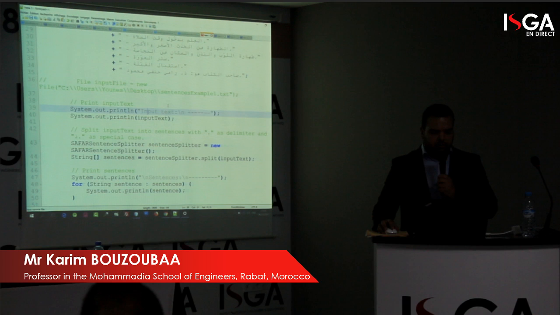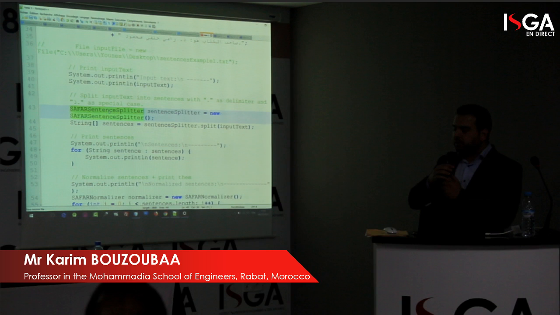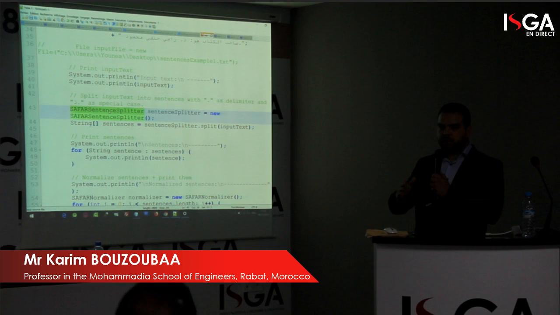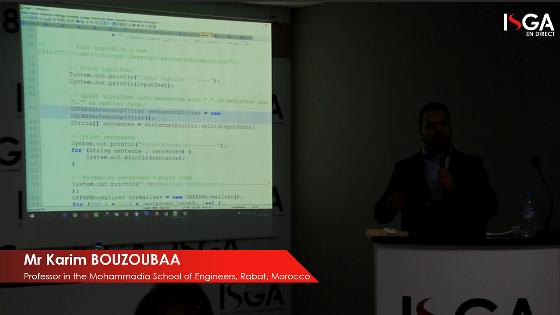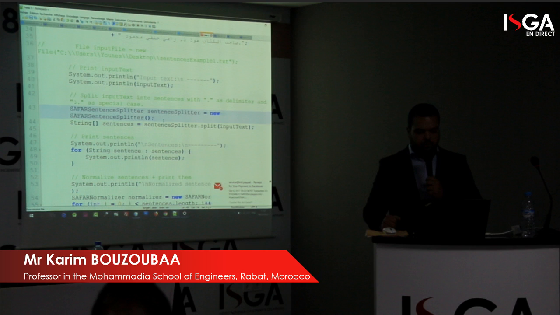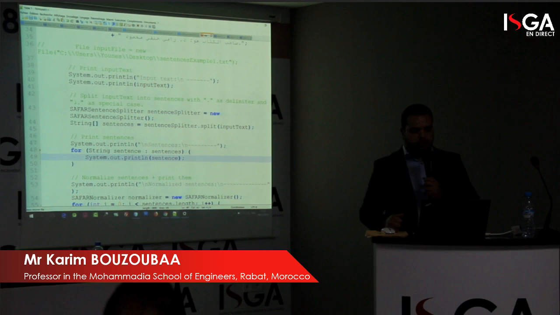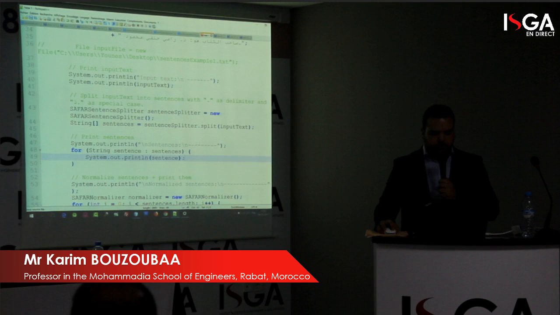So in this line, I will call the Safar sentence splitter. It is a tool that takes an input text and provides several sentences according to what you have specified as a splitter. As you know, an input text can have several punctuations, such as the dot, the comma, etc., the space, and researchers often try to split text according to several delimiters or characters. So Safar will help you to specify which is the character or which is the word that you want to split your text according to.